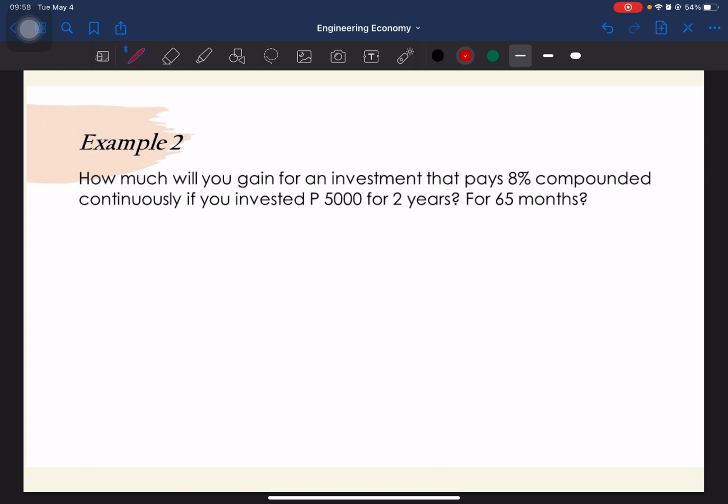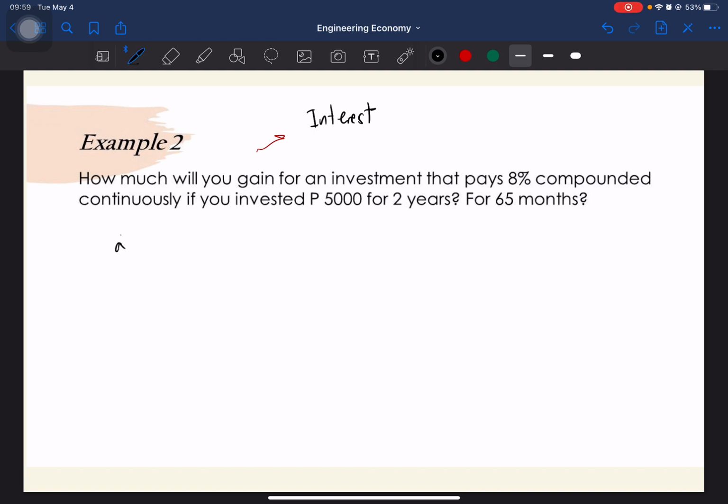So, ang hinahanap sa atin is the interest. Interest, hindi future worth. Kailangan marunong kang umintindi ng problem. Ang hinahanap is yung gain mo, the gains you are going to have. Okay, tubo. Nag-invest ka ng 5,000, interest rate is 8% compounded continuously, and your present worth is 5,000, and you did that for 2 years. And what about 65 months?